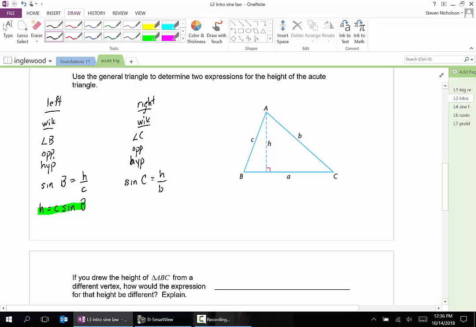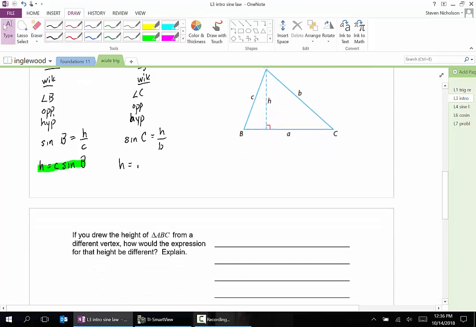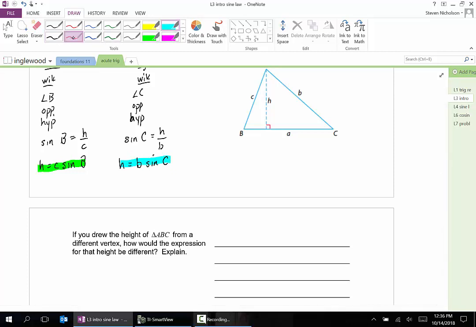And again, we'd isolate h. We'd multiply both sides by little b, and we get h is equal to little b sine of big C. And again, it's important that I'm calling it little b because those are sides. What I want us to recognize is that these two things are exactly the same. They both represent the same thing in the picture, so they're equal.